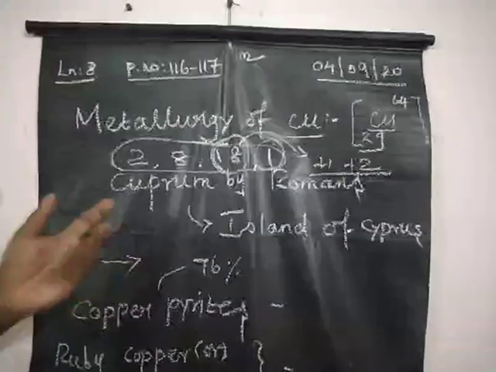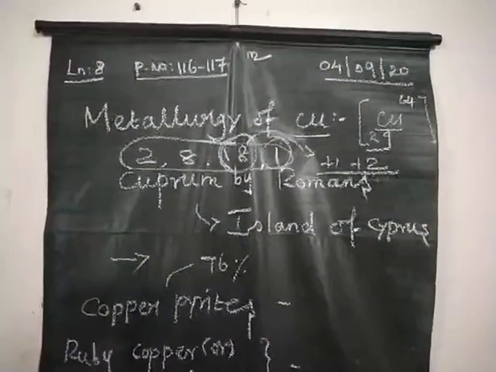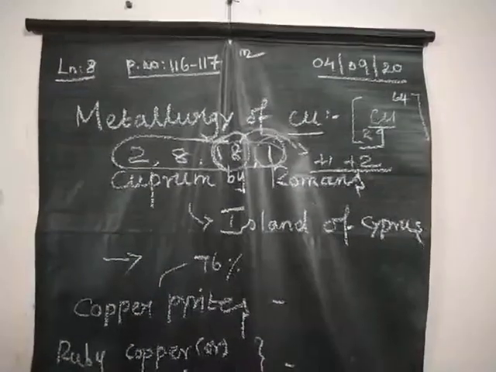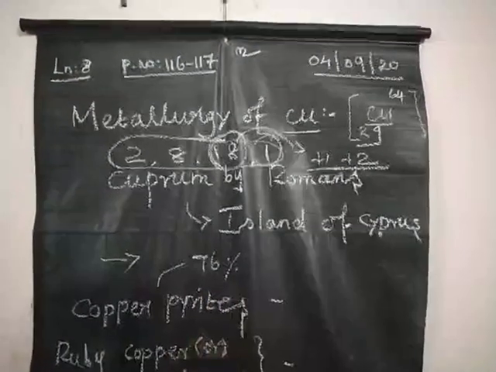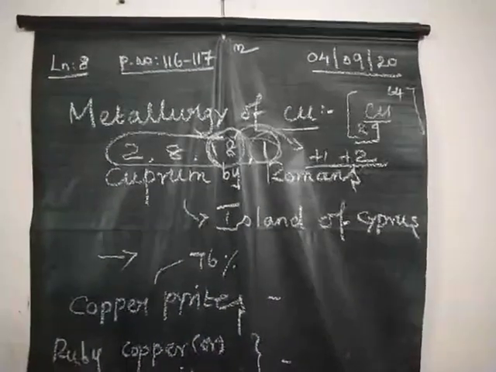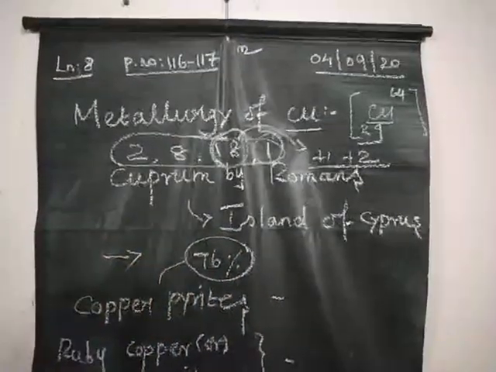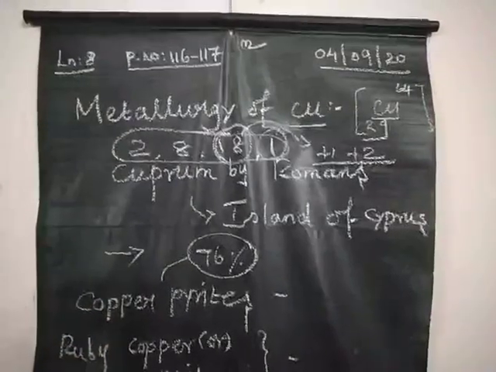Next, we will go for the introduction. It was named cuprum by the Romans because it was obtained from the island of Cyprus. Copper is obtained in the combined state as well as in the free state.